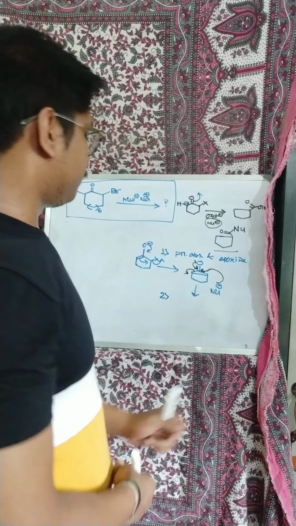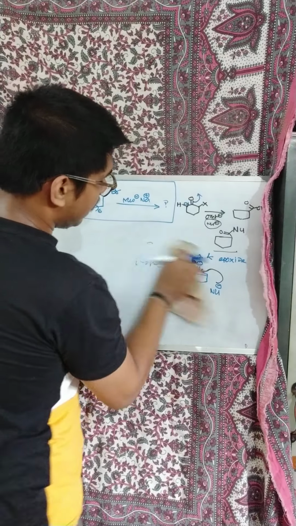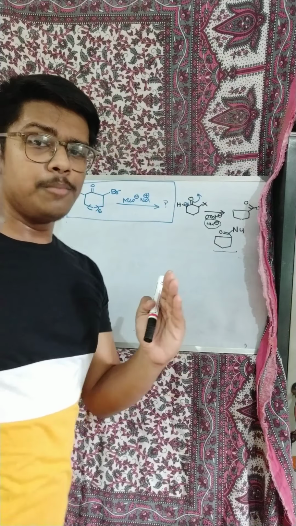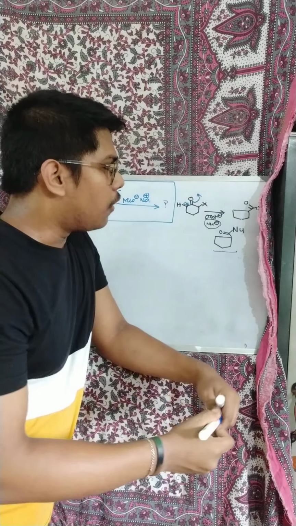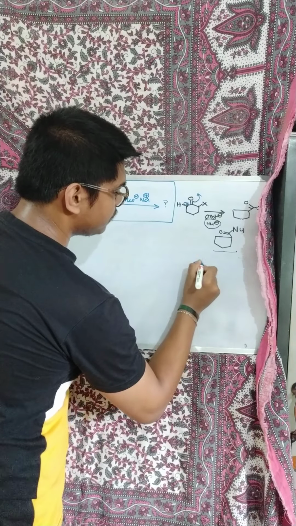Okay, so it is not the case actually. In that case also, enolization does not happen, but Favorskii rearrangement will happen. So how will it happen? One thing we can understand is that the case is like this.